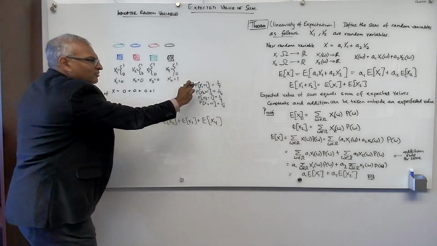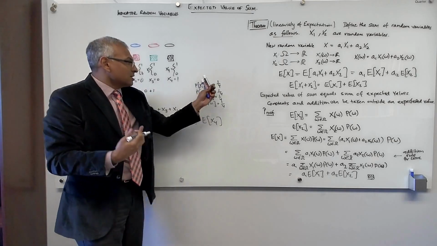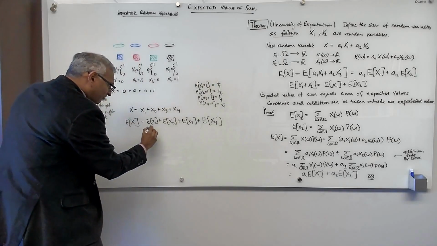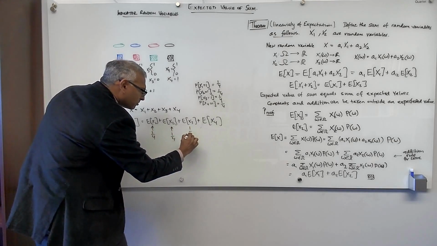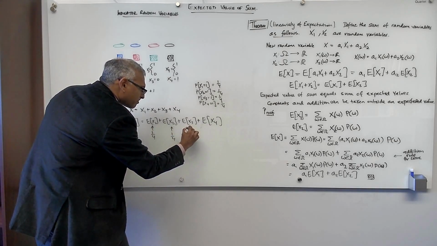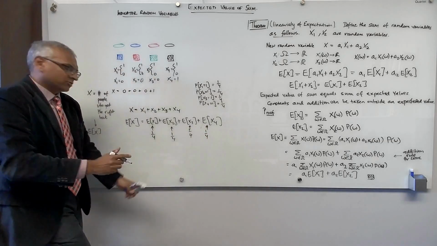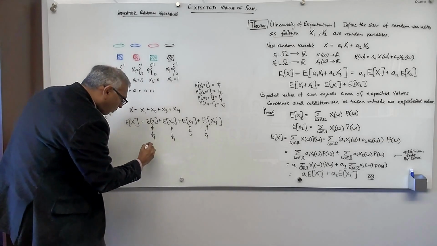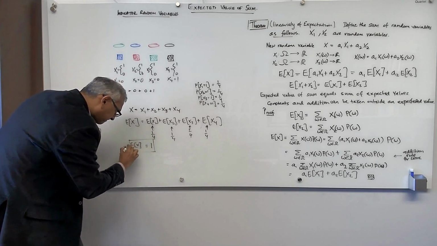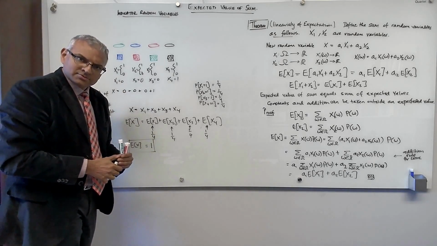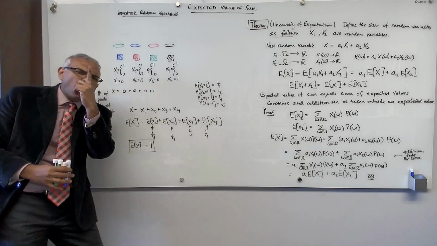And the expected value of an indicator, of a Bernoulli random variable, is just the probability of success. So this is 1/4, 1/4, 1/4, and 1/4. And when you add up four 1/4s, well, we all knew how to do that from H2. This is 1. So the expected value of x is 1. So the expected number of people who get their correct hat back is 1.